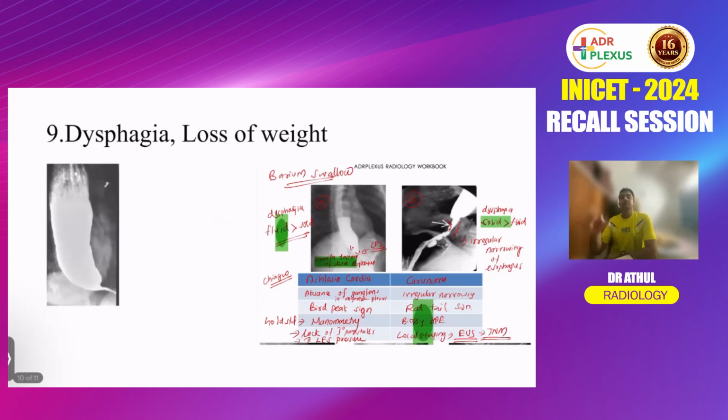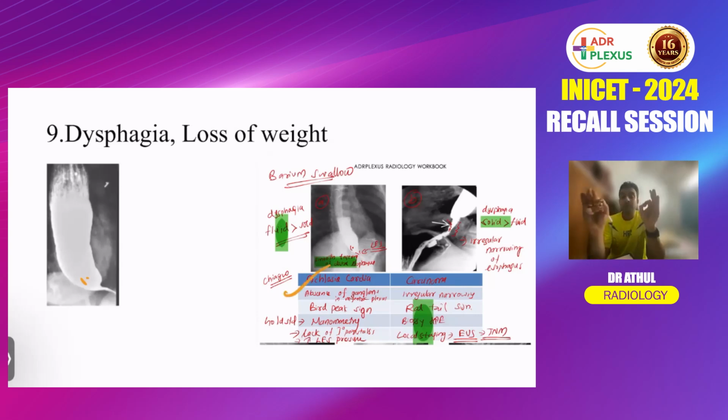And finally, there was actually a direct, straightforward question. A question which we used to discuss every year, a question which I have included in the last day's PDF. That is achalasia cardia. Whenever there is a history of difficulty in swallowing, weight loss, difficulty in swallowing for fluids more than solids, and a classical image with the classical bird beak appearance, that is smooth tapering showing bird beak appearance, you should think in terms of achalasia.